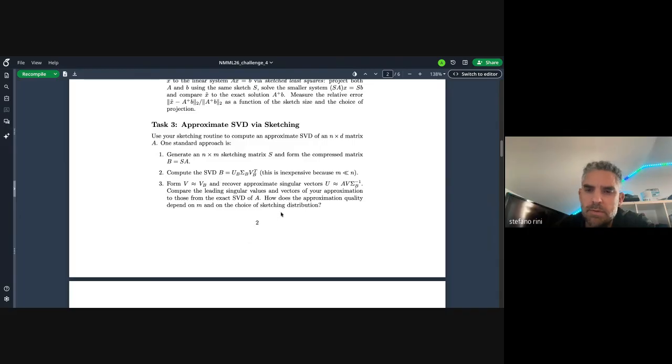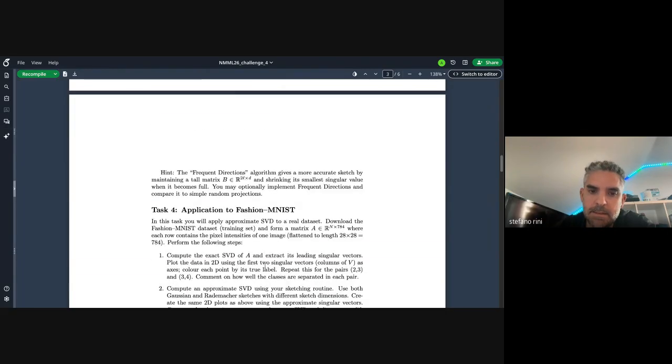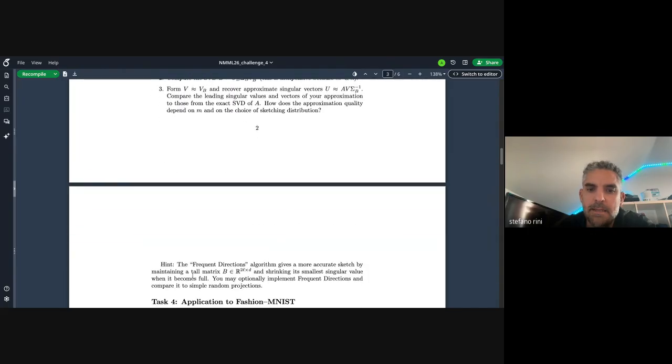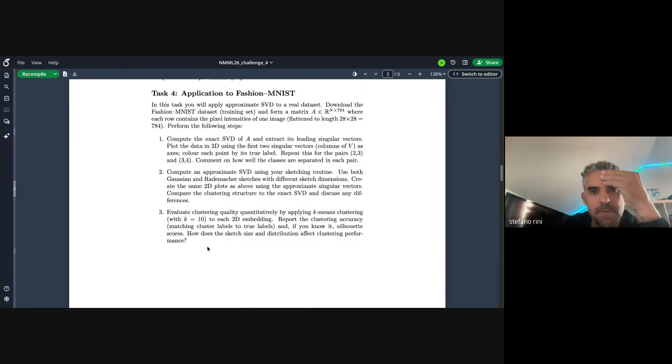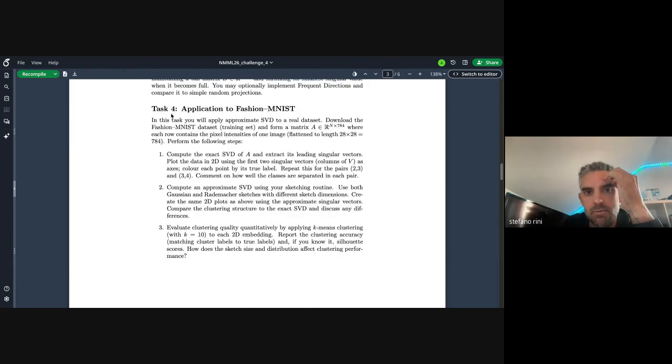Then we decompose the much smaller sketch matrix, and then we go ahead and find the SVD dimensions from this, and then we can compare the frequent direction on the original matrix and the sketch matrix. Incredible.